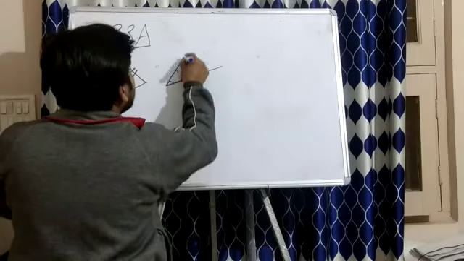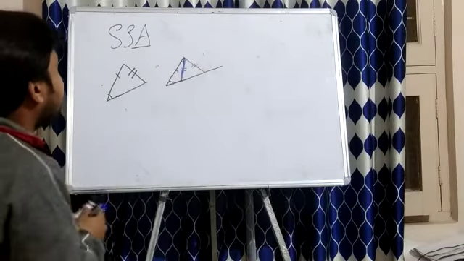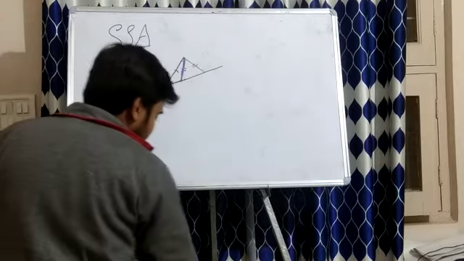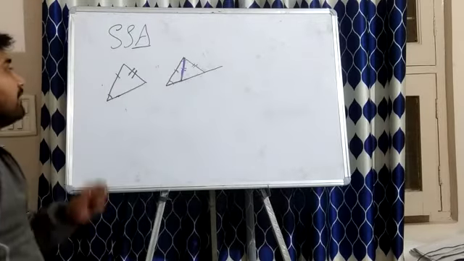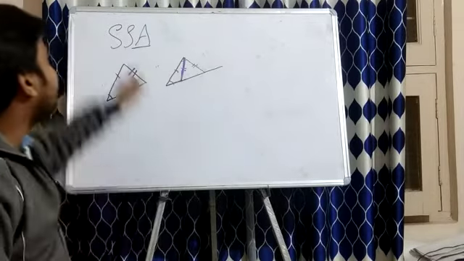This is blue. Okay, so this side, this double dash line, can be formed in two ways, this and this. So you can clearly see that we cannot construct a unique triangle with the help of SSA. Okay, this is so when this angle is acute angle.